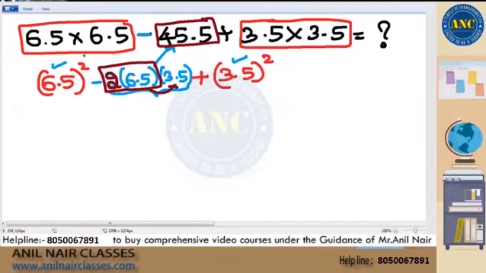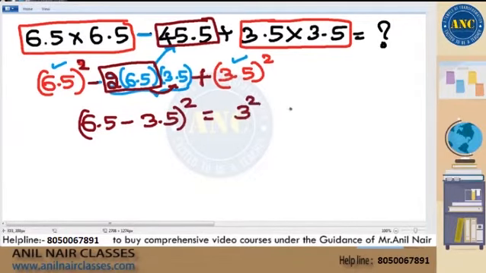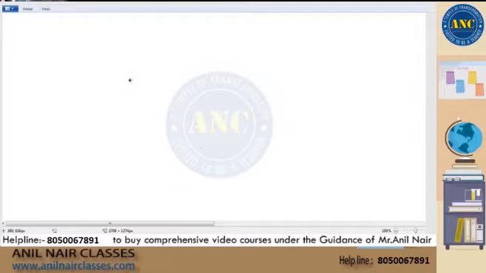So can I say that a square minus 2ab plus b square is a minus b whole square. So it is 6.5 minus 3.5 whole square, which is nothing but 3 square, and the value of 3 square is 9. So these kinds of questions are another variety which can be given in your examinations. But most of the time they will not give such easy questions, but we will understand easy questions initially.